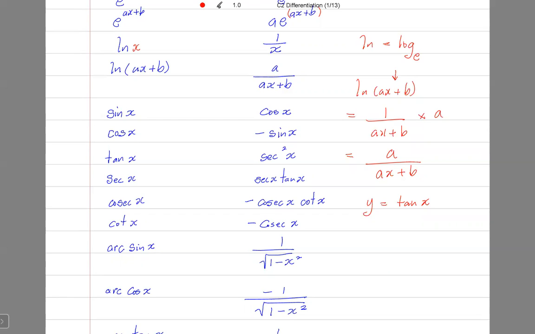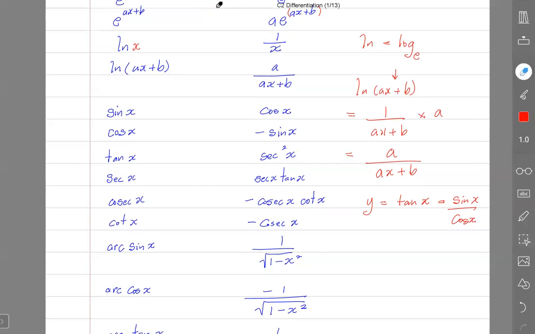Well, it's okay, you don't have to tell me now. What I would do is say tan x is the same as sine x over cos x, and differentiate it using the quotient rule. I would say that y is equal to tan x, which is sine x over cos x. I think everybody should remember that tan x is the same as sine x over cos x. And I would differentiate it using the quotient rule. I hope you all remember the quotient rule.